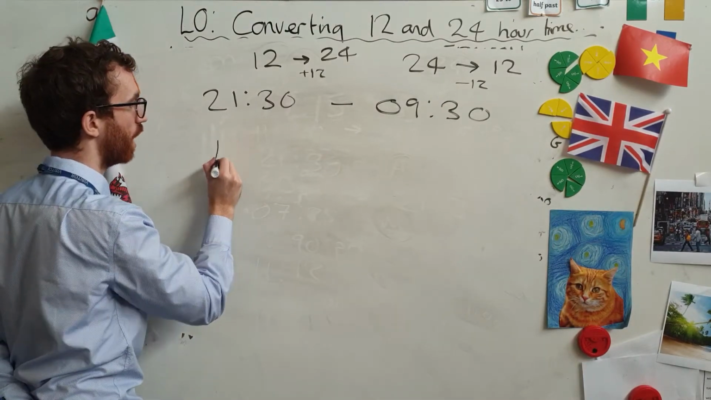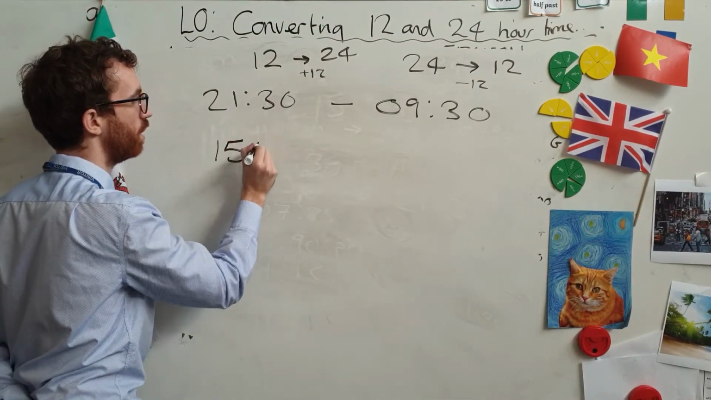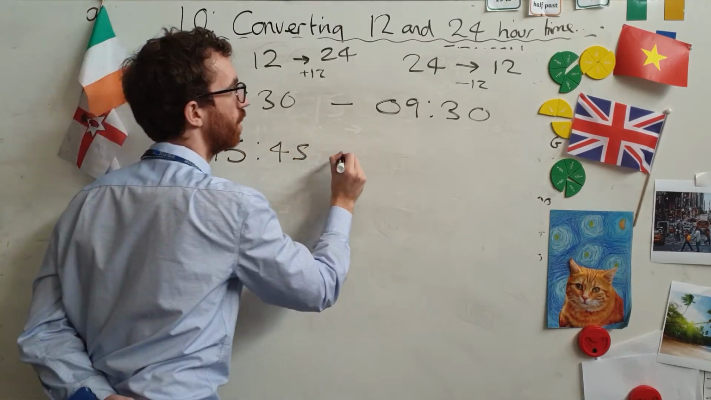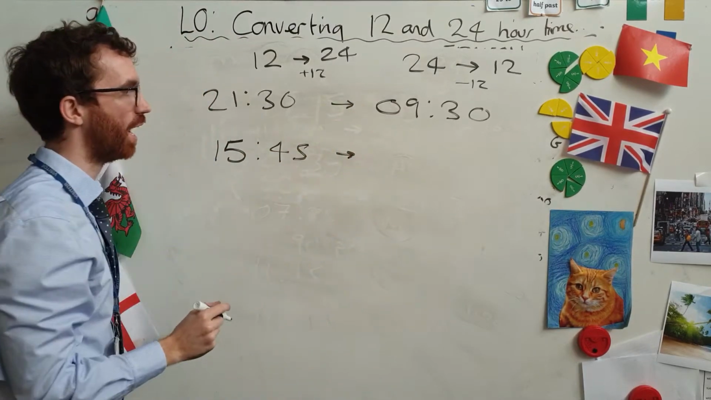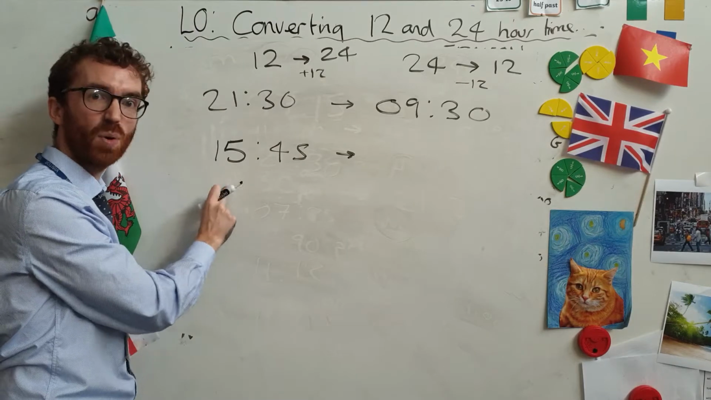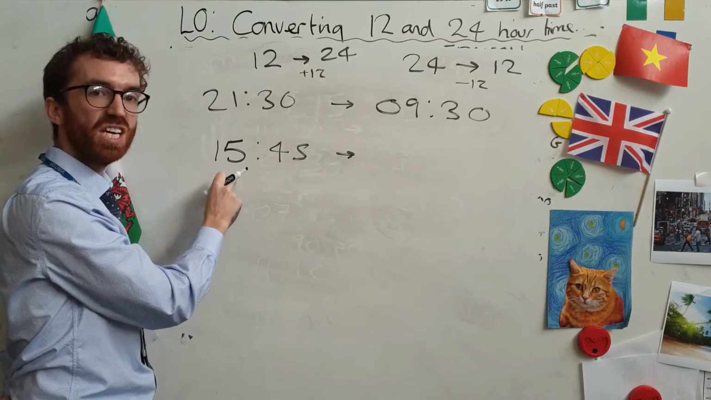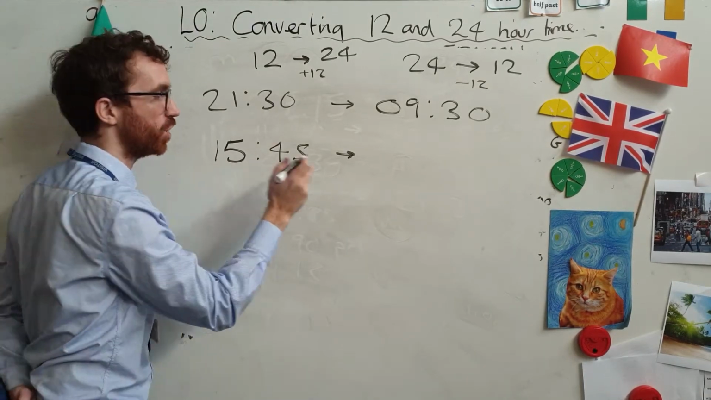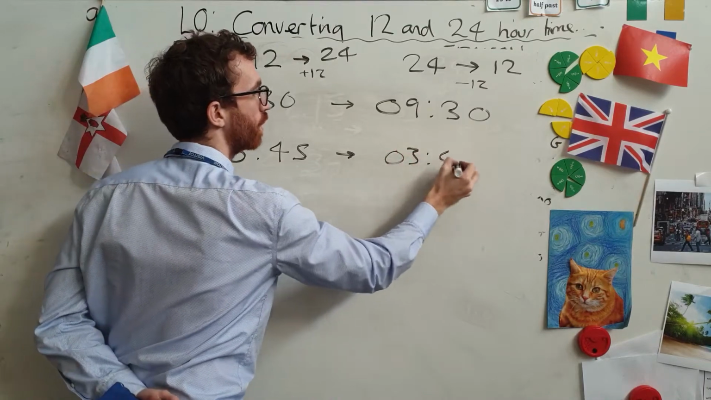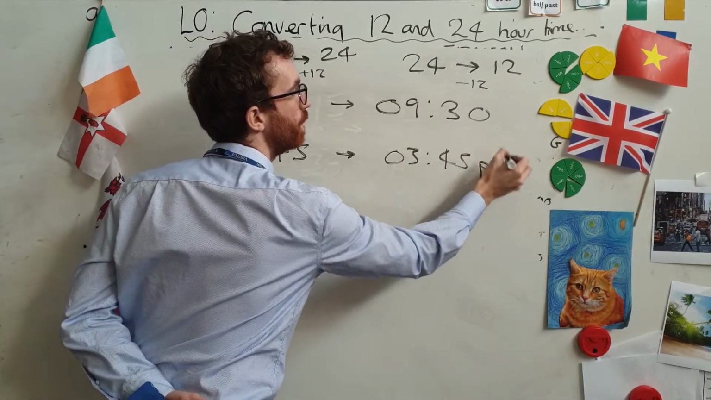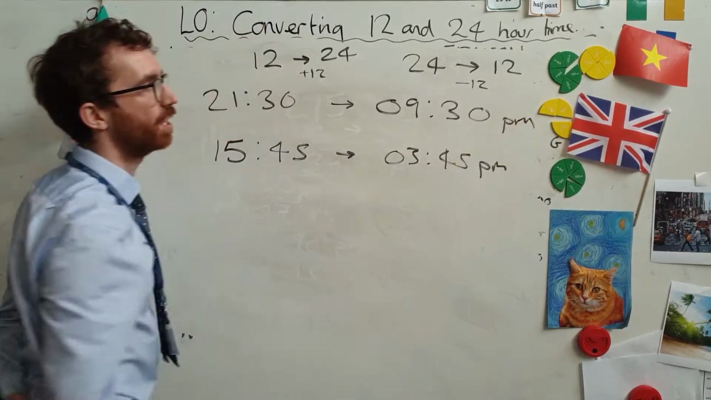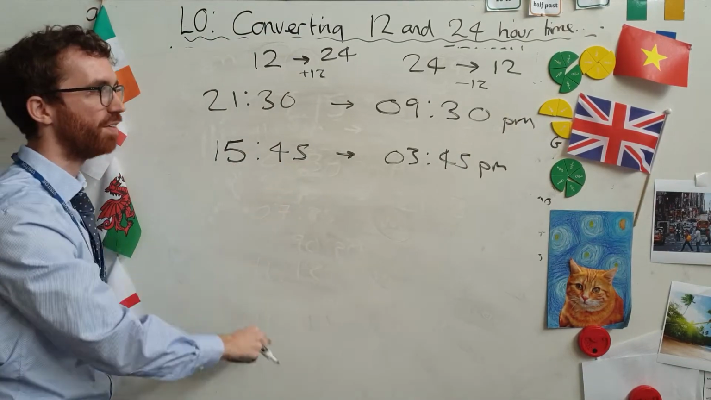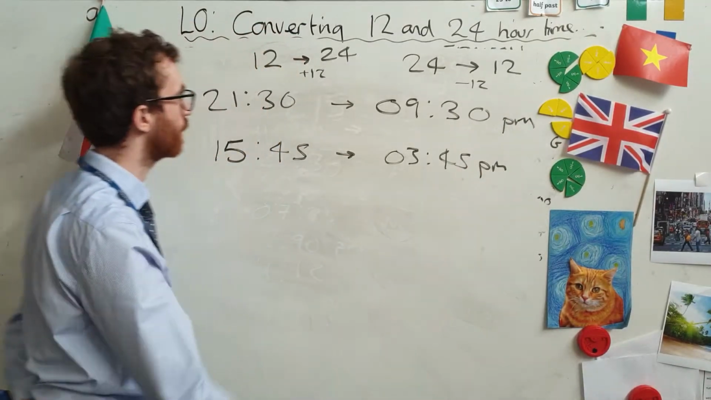Next one here, I'm going to have 15:45. And I want to convert it into 12 hours. So I'm going to take away 12, take away 10, take away 2. 15, take away 10 is 5, take away 2 is 3:45. Remember to put the PM because it's afternoon. Okay, so 15:45 is actually 3:45 PM.